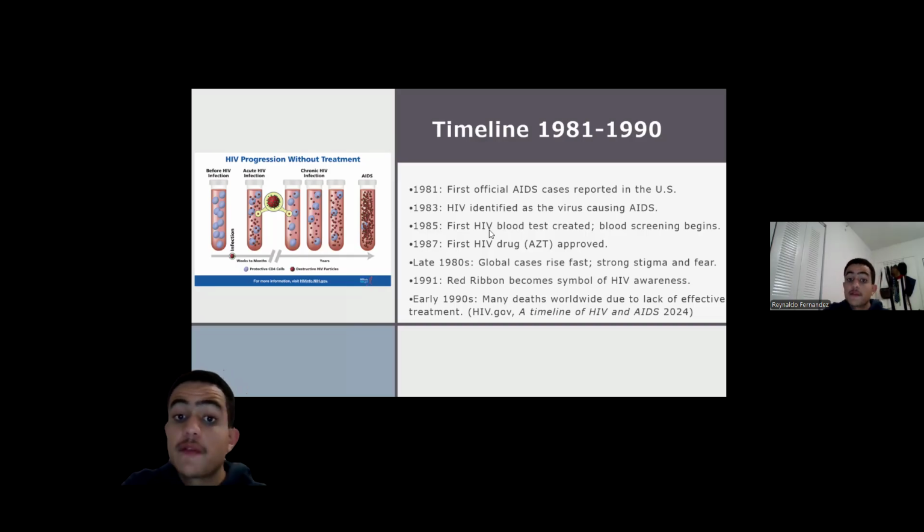And then 1987 is when the first HIV drug, called AZT, was approved. And then by the late 1980s, global cases rise so fast, and strong stigma and fear are produced. And then in 1991, we have the red ribbon. Like how breast cancer awareness is a pink ribbon, the red ribbon becomes a symbol of HIV awareness. And then by the early 1990s, many deaths worldwide are due to the lack of an effective treatment. So this is basically a progression of HIV in the blood.